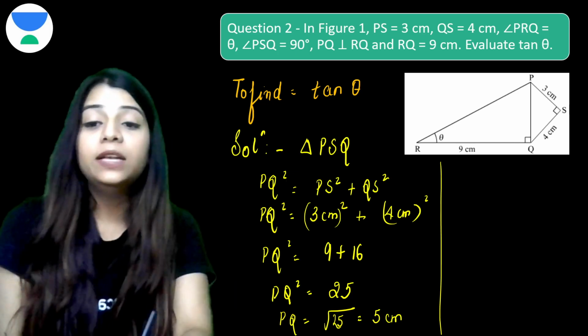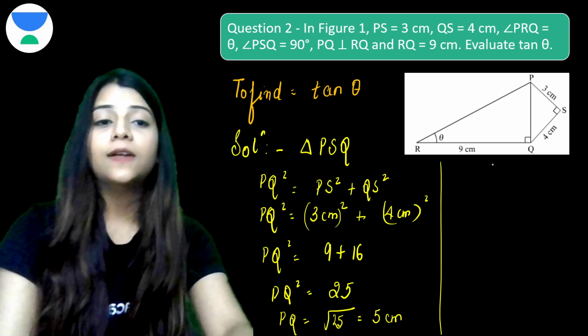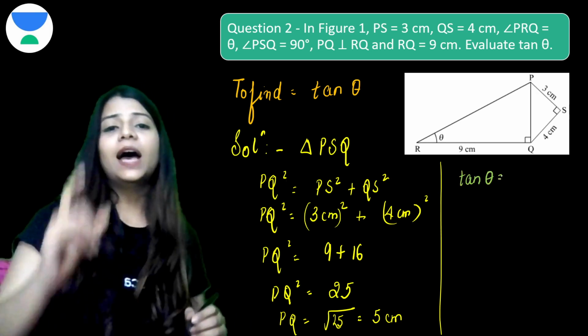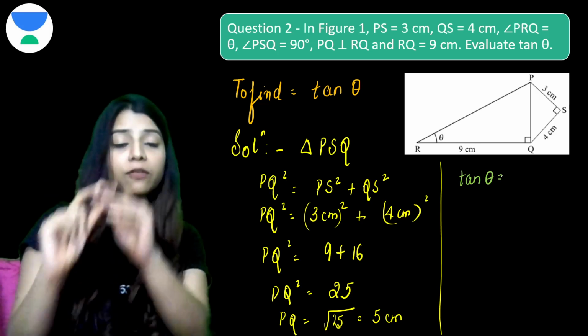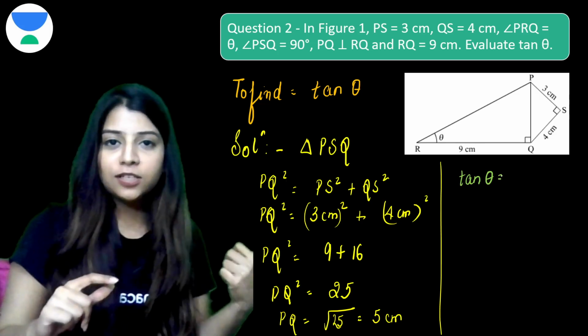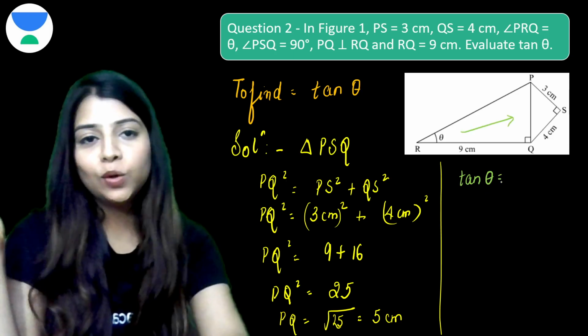Next, we have to find the value of tan theta. For calculating the value of tan theta, I need my perpendicular by base. I know that if my theta is at R, the line which is in front of theta is the perpendicular. So here PQ will be perpendicular and RQ will be base.